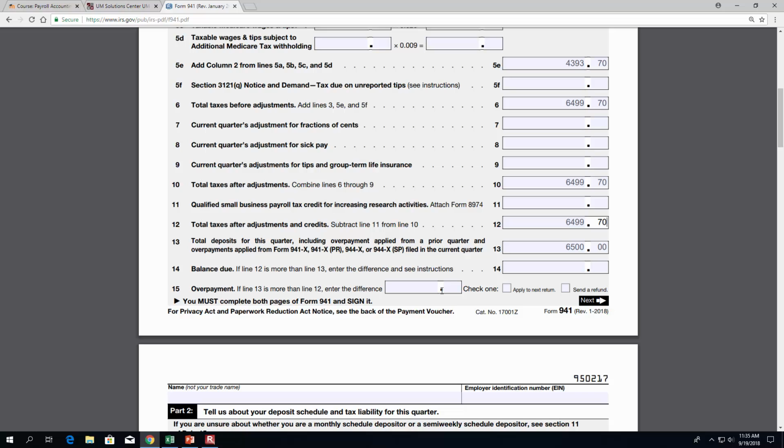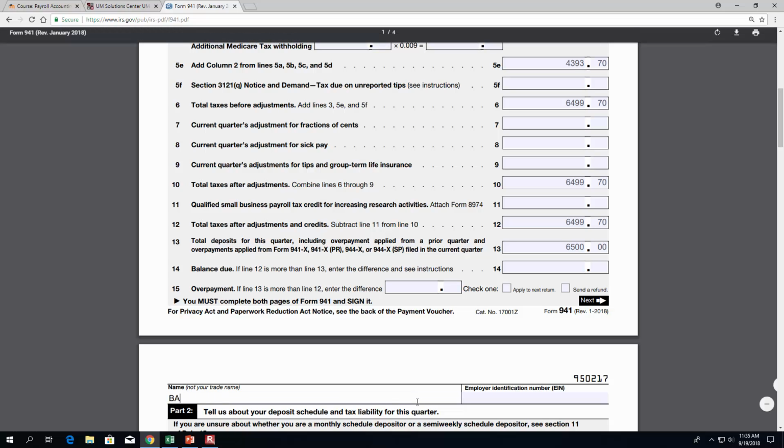Okay, flip the 941. Now we're on the back. And don't forget to fill in the top up here again.